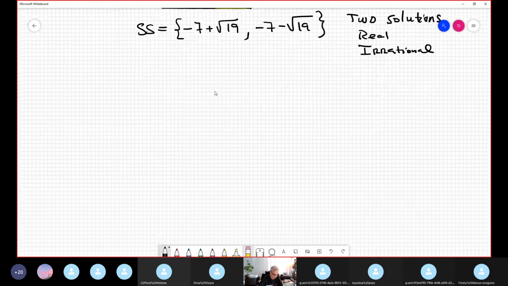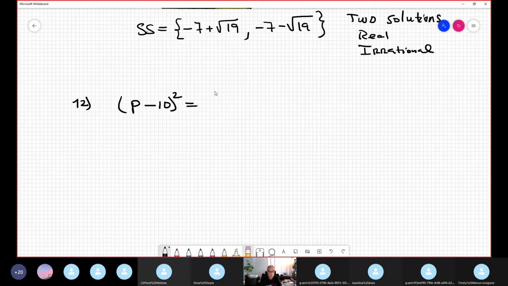12 is similar. It is p minus 10 squared equal to 100. Okay. Maybe one of you says, well, Professor, I can expand this, express it in standard form and apply the ABC formula? Yeah, you can, but it's too long. So the easy way, the shortcut, is square root.